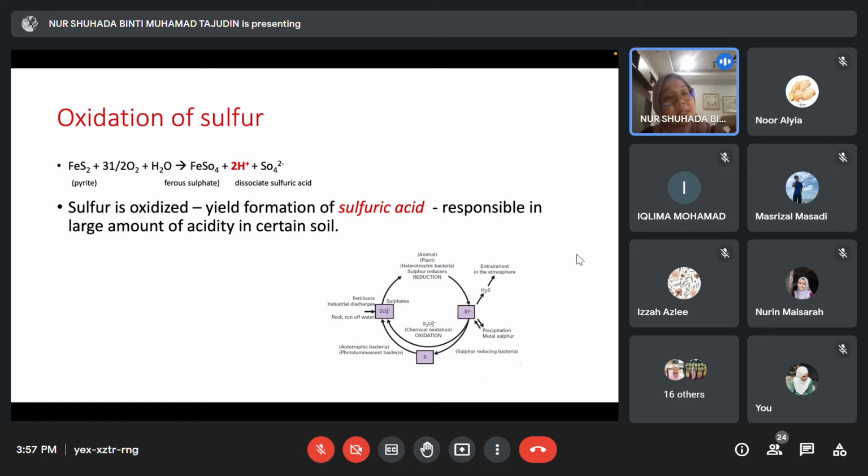This is pyrite. Pyrite is a material in the soil, like a rock, but not exactly a rock. In one condition, when it is exposed to oxygen, it goes through weathering processes and produces iron sulfate and also 2H+, which acidifies the soil. So plant uptake of cations, as I explained just now: when one calcium is absorbed, the soil particle will release 2 hydrogen into the soil environment.